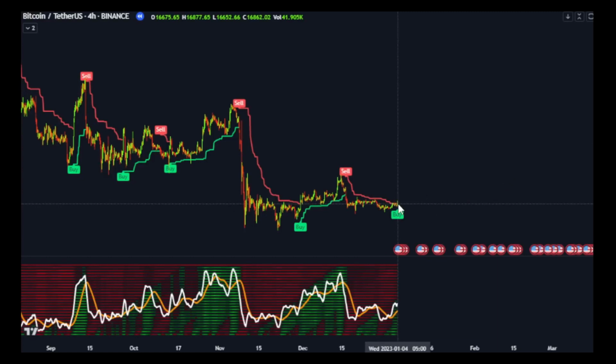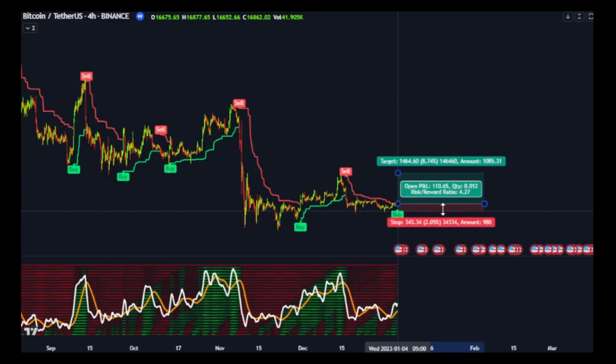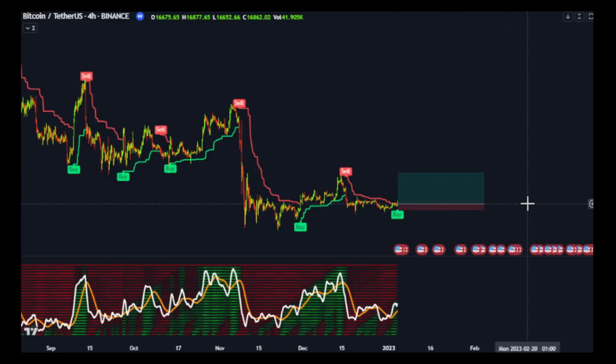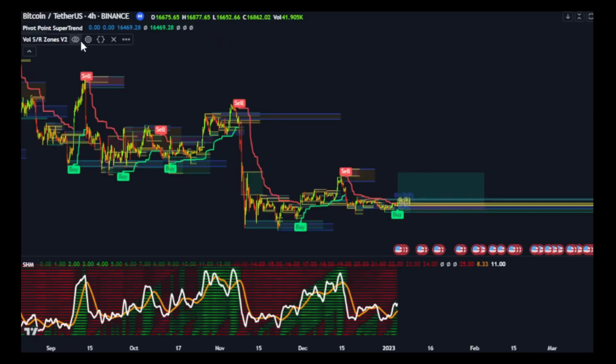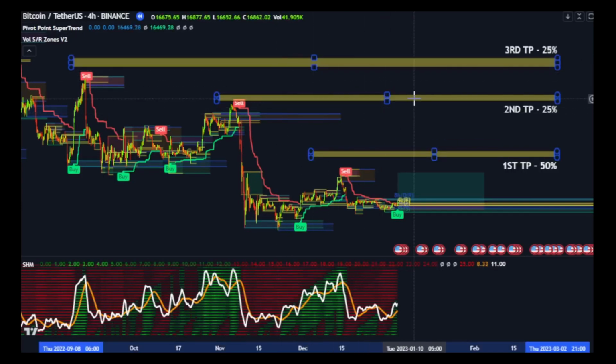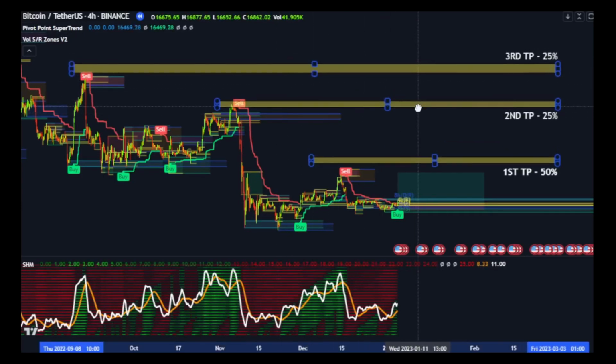We set the stop loss at the buy signal label, and to set our take profit, we are going to activate the support and resistance indicator again. And we are going to consider the last 3 important maximum points to place partial take profits.